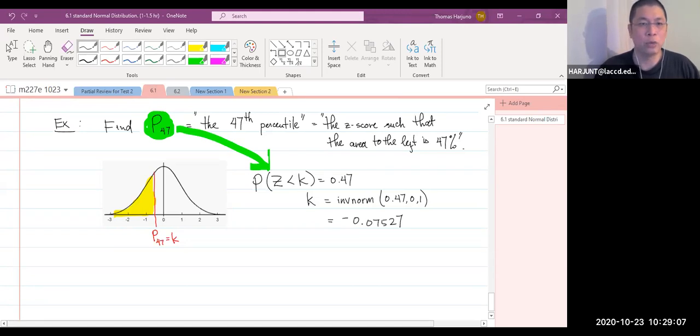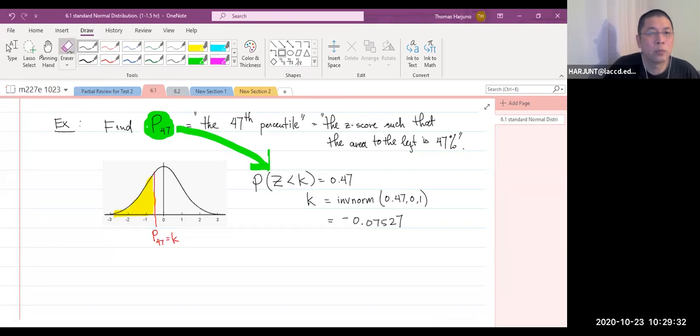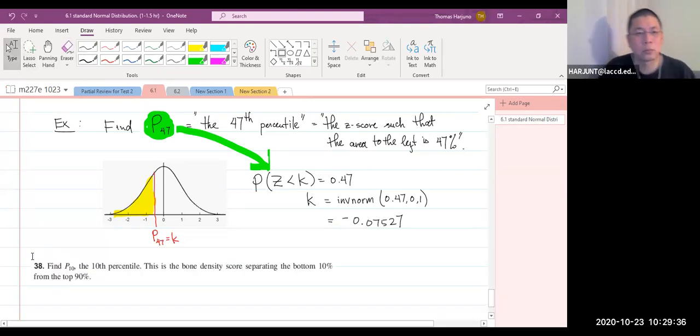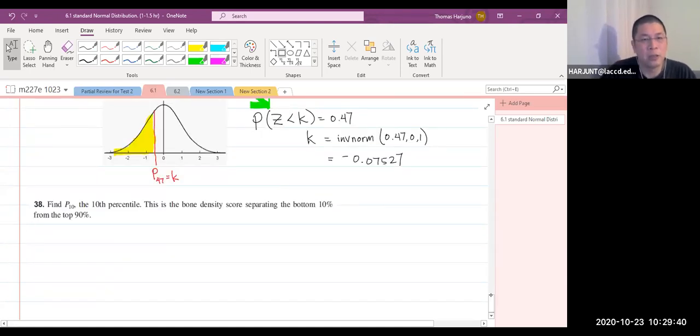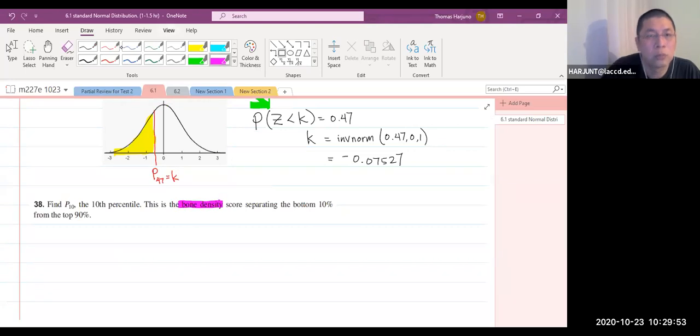Now, with that said, I would like you to do the following from the textbook. Find P10, the 10th percentile. That is the Z score separating the bottom 10% and the top 90%. Let me give you 2 or 3 minutes to do this. Maybe 3 minutes.